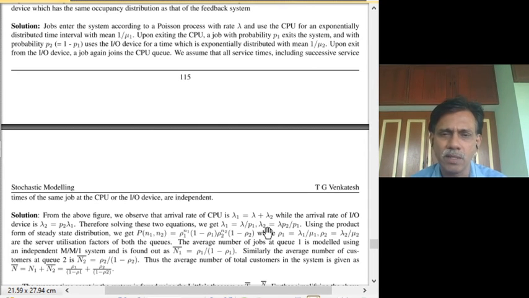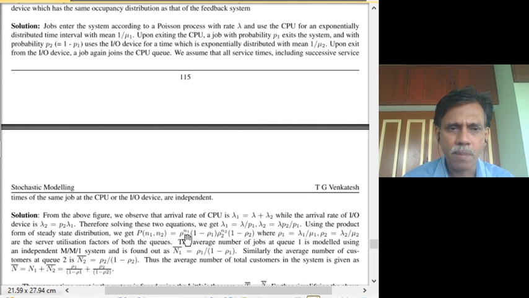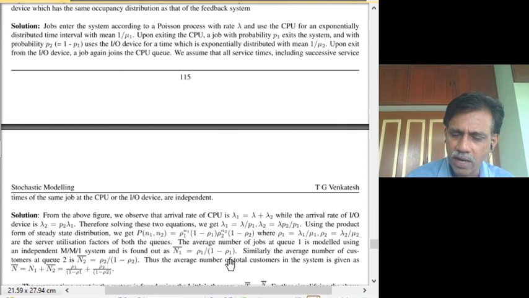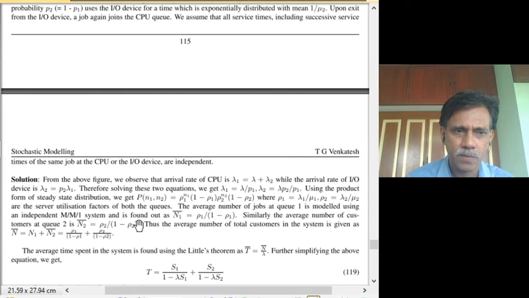So now we have got lambda 1 as well as lambda 2. We know mu1, mu2 being the service rates. So we will get rho 1, rho 2. Then the probability of n1 jobs in the CPU and n2 in the I/O is rho 1 power n1 into (1 minus rho 1), rho 2 power n2 into (1 minus rho 2), where rho 1 is lambda 1 by mu 1, rho 2 is lambda 2 by mu 2. And then we can even find the average number of customers or jobs in the CPU. It is nothing but rho by 1 minus rho. Because it is the CPU, the average number of jobs is rho 1 by 1 minus rho 1.